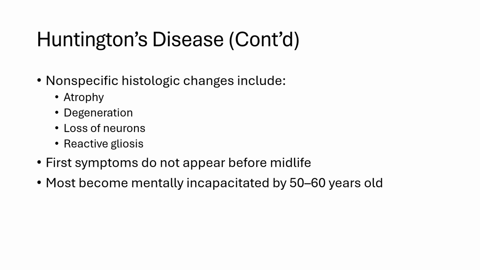Huntington's disease has nonspecific histologic changes that include atrophy, degeneration, loss of neurons, and reactive gliosis. The first symptoms do not appear before midlife, but most patients will become mentally incapacitated by 50 or 60 years old.